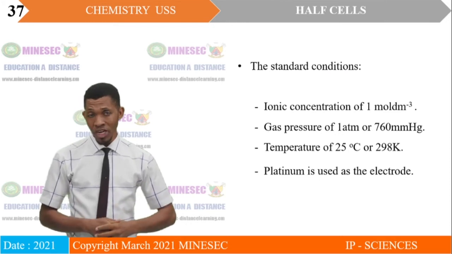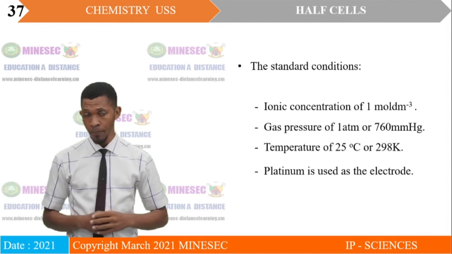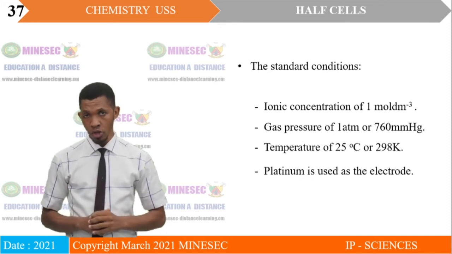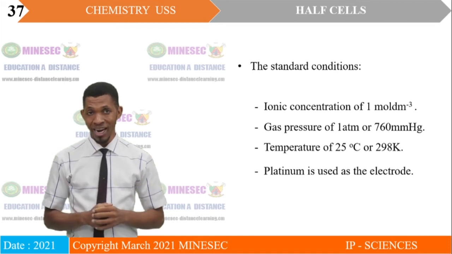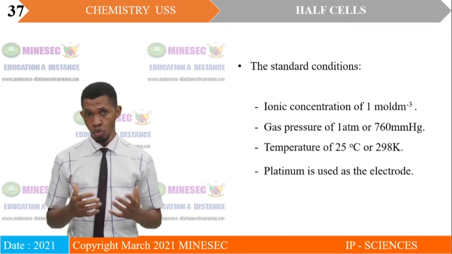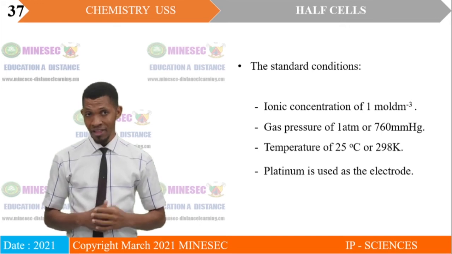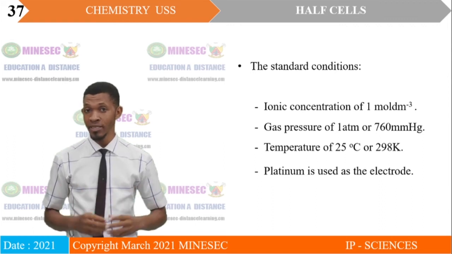The standard conditions for the measurement of standard electrode potentials are ionic concentration of 1 mole per cubic decimeter, gas pressure of 1 atmosphere or 760 millimeters of mercury, temperature of 25 degrees Celsius or 298 Kelvin, and the use of a platinum electrode in cases where the half cell does not contain a solid metal.